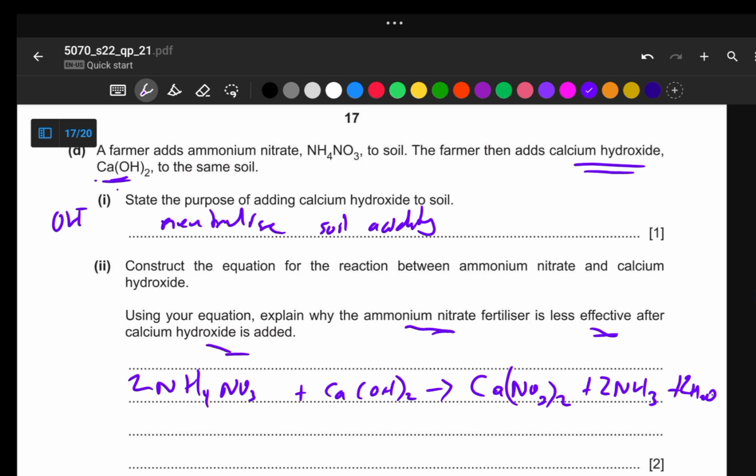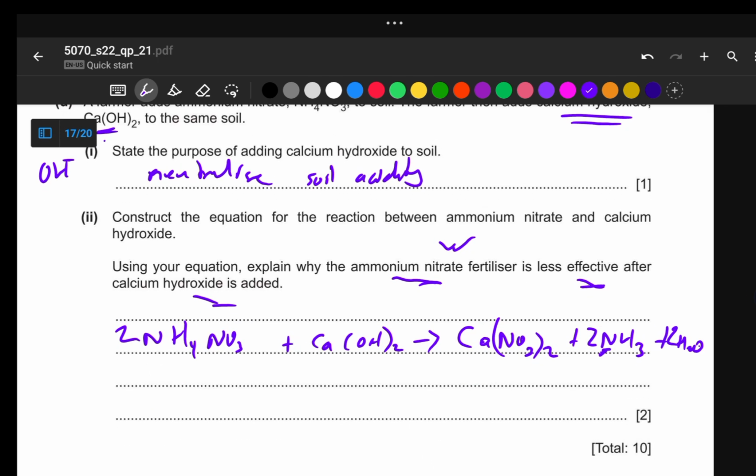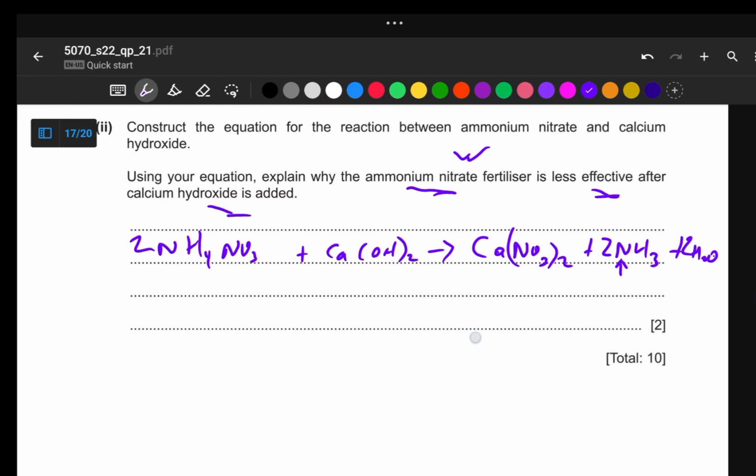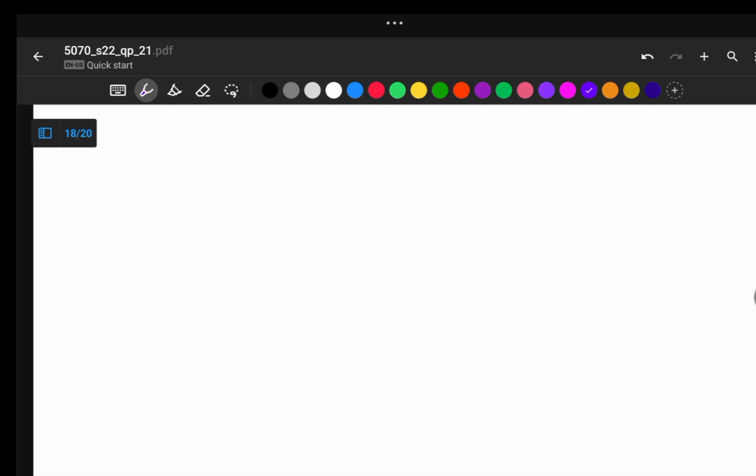So the question says use the equation to explain why ammonium nitrate fertilizer is less effective after calcium hydroxide is added, right? So calcium hydroxide will react with the ammonium nitrate, or the ammonium ions, to produce ammonia gas. So this reaction is going to remove the nitrogen, right, in the form of ammonia gas. So this is going to make this fertilizer ineffective. Why? Because this nitrogen is going to escape from the soil in the form of ammonia gas, right? Are we together? So we're now moving on to the next question.